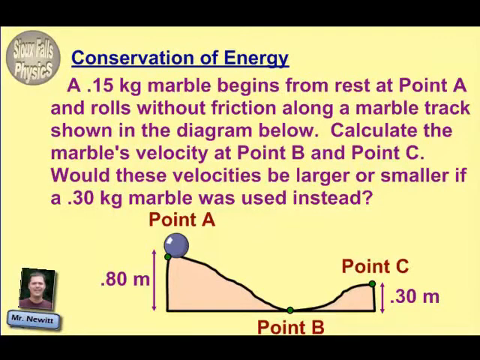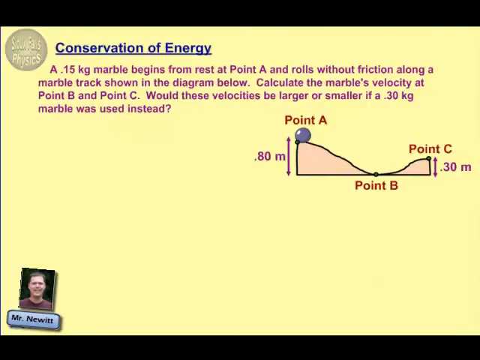We have a 0.15 kilogram marble. It's beginning from rest, so we're going to assume zero velocity to start with at point A. Notice from our diagram that point A is 0.8 meters above the ground. We're going to neglect friction here, and the first thing we're going to ask is, what was the marble's velocity at point B? So let's look at that first.